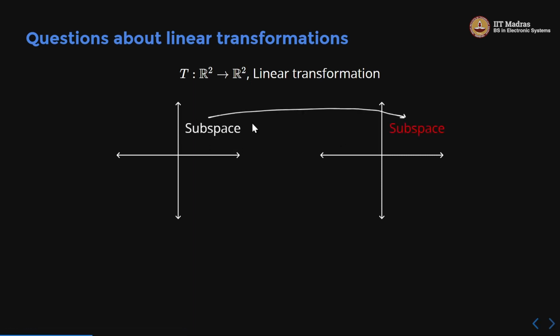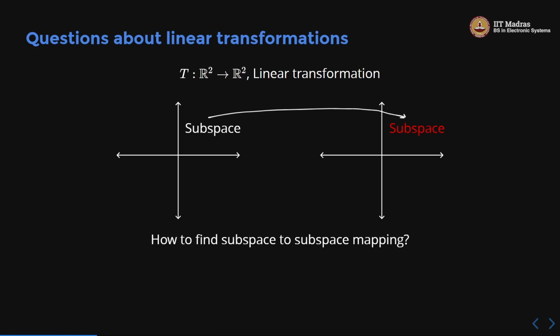We've already seen that a subspace in R2 will go to a subspace in R2. So subspaces are preserved by linear transformation. This is a property we've seen already. You may ask specific questions like, supposing I have a subspace in R2, which subspace in R2 is going to come to this subspace under this linear transformation T? So you may want to know the subspace to subspace mapping. Which subspace goes to which subspace? This is a question that may be of interest.